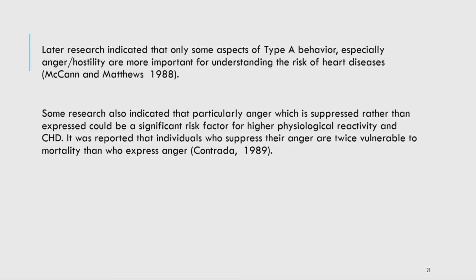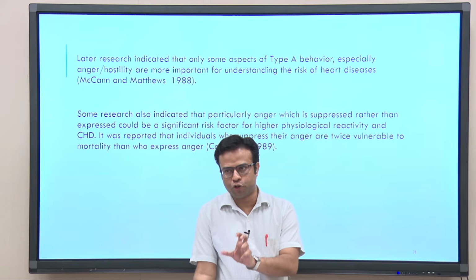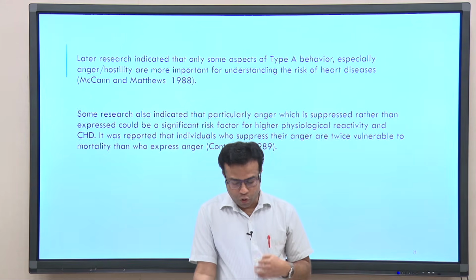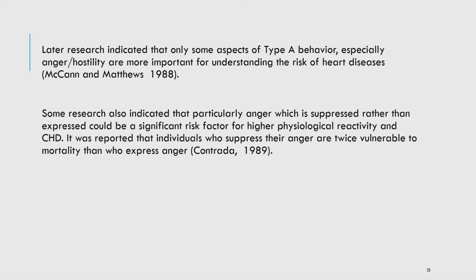Now, later research indicated that only some aspects of type A behavior, particularly the anger and hostility, are more important in terms of understanding heart disease. So, other aspects may not be that strongly connected to heart disease, but anger and hostility are particularly more strongly connected to heart diseases. Some research also indicated that particularly anger which is suppressed.